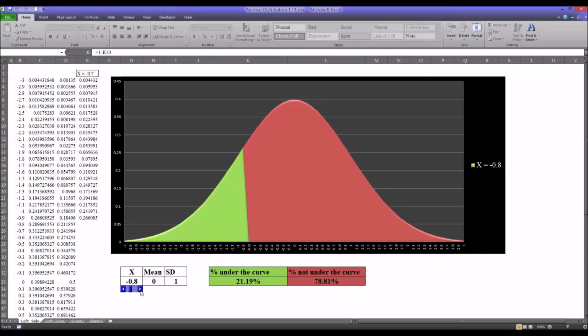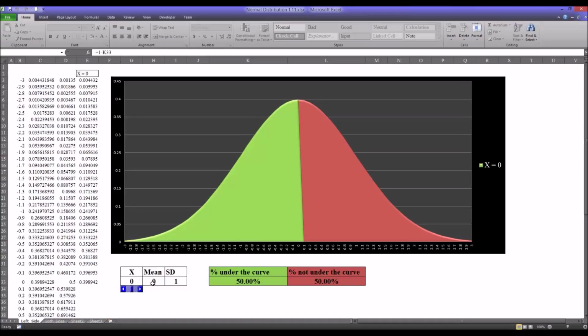Now, when this observation comes to zero, you can see that it's half and half. The left side is under the curve, 50%, and the right side, the red area here, is also 50%. Z equals zero, that's the mean, so that makes sense, that half the values would be on one side of the mean, and half the values would be on the other.